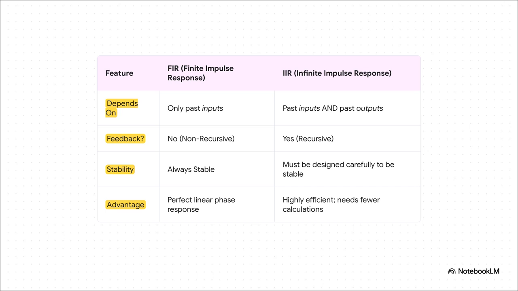On the other side, you have IIR filters, and they do use feedback. This makes them way more efficient. It's like a computational shortcut, but you have to design them very carefully so they don't become unstable. So it's a classic trade-off, right? Guaranteed stability versus raw speed.